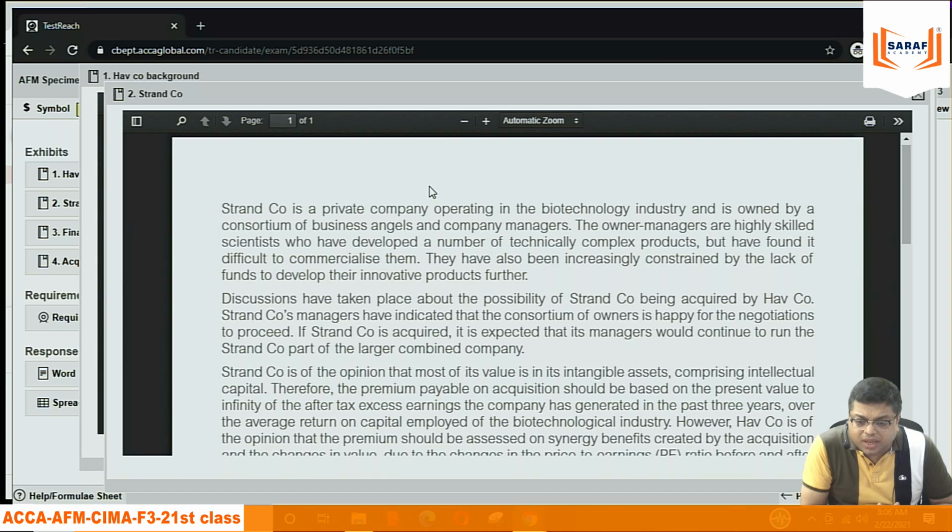Now the company which we are going to take over is a private company and is owned by a consortium of business angels and company managers. Staff, company managers and angels. The owner managers are highly skilled scientists, those who are the managers and owning the company. They have developed a number of technically complex products, but have found it difficult to commercialize them.